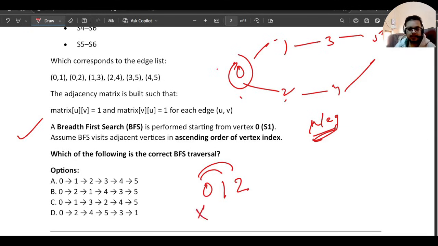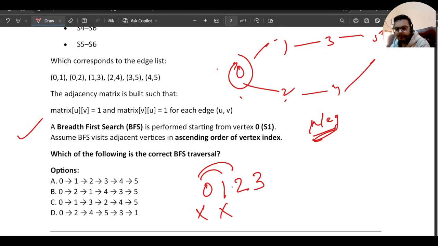Now we need to discover the neighbors of 1. So what is the neighbor of 1? 3. So we will add 3 here. Is there any more neighbor of 1? No. Now 1 is also discovered fully, so 1 is also done.